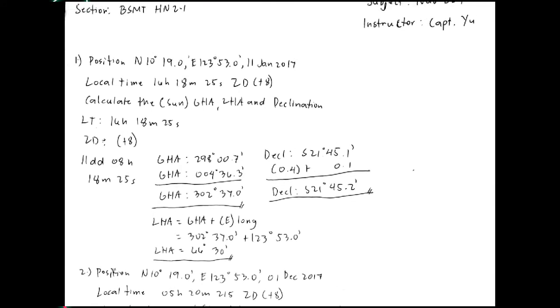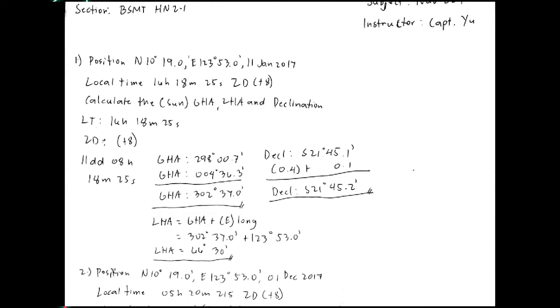First, we need to subtract the zone description from the local time. So we have here 08 hours, 18 minutes, and 25 seconds. The next step is to calculate the GHA of the sun. To solve, we will use the nautical almanac. After locating it, we will write down the day, the zone description, the minutes and seconds.